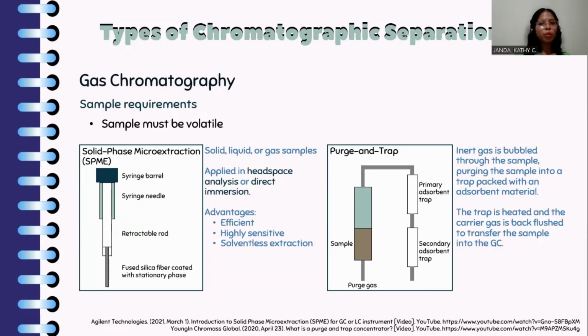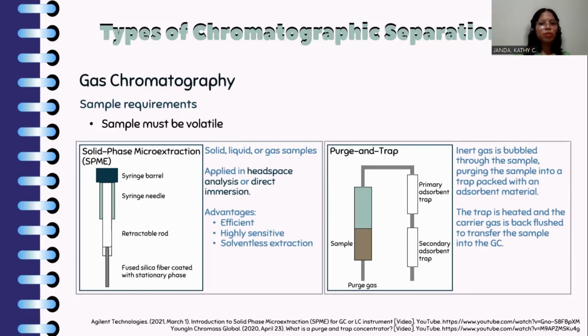In order to remove unwanted matrix components, several approaches may be used for isolating the analytes. One is the solid phase microextraction, where a solid adsorbent is coated on a fused silica fiber held within a syringe needle. The fiber is immersed into the sample by depressing a plunger exposed for a set time, then withdrawn into the needle and transferred to the gas chromatograph for analysis. It may be used in headspace analysis or direct immersion and is advantageous due to its efficiency, sensitivity, and it does not require a solvent for extraction.